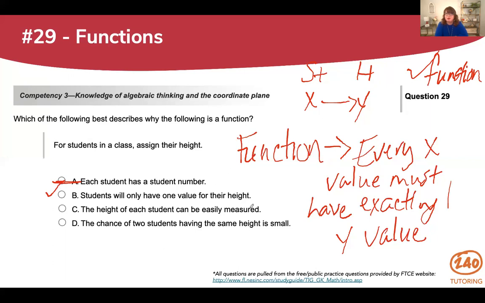That doesn't tell us why it's a function. We know that we have to have that one y value for the x. So nope, that's not correct either. The chance of two students having the same height is small. Well, each student is going to have their own y value. So the correct answer here is B.